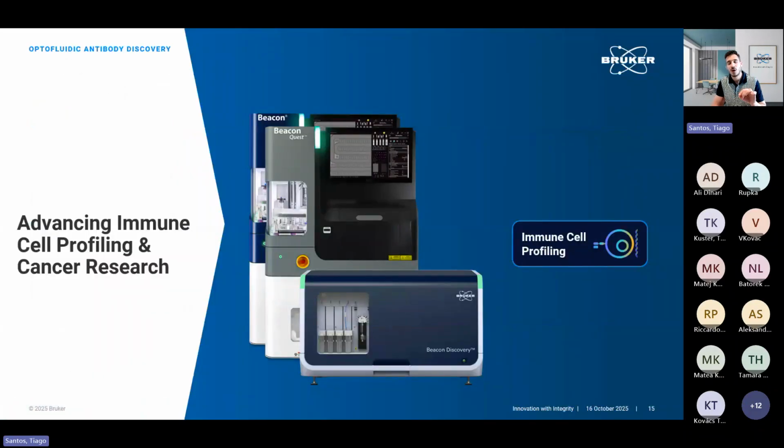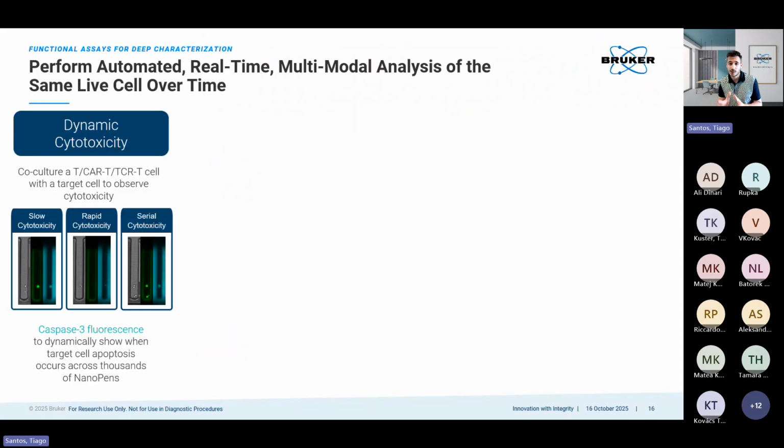I will now focus on the immune cell profiling application and really how Beacon is advancing cell profiling in cancer research. And I'll give you as well some examples, case studies and testimonials of researchers working in this field. So first, focus on the validated workflows that we have developed.